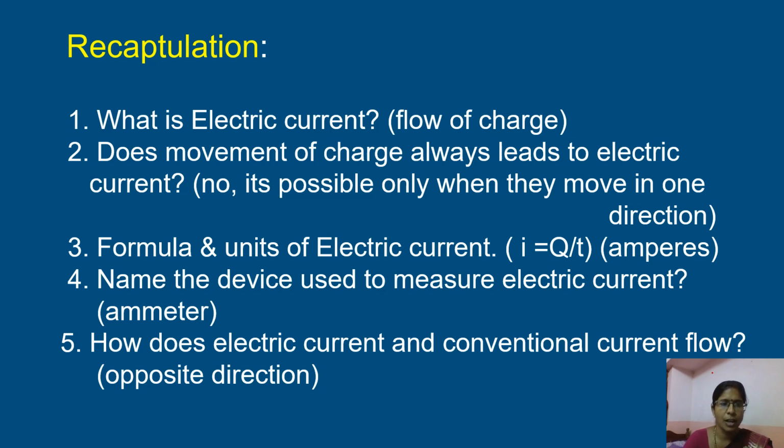The next one: name the device used to measure electric current. Yes, it is the ammeter. And this ammeter should always be connected in series in a circuit. Remember this point. How do electron current and conventional current flow? Yes, you have seen that they flow in opposite directions. So these are the few points which we have remembered now. But after the class, go through your running notes and the textbook, then complete the worksheet. I'll meet you soon in the next class.